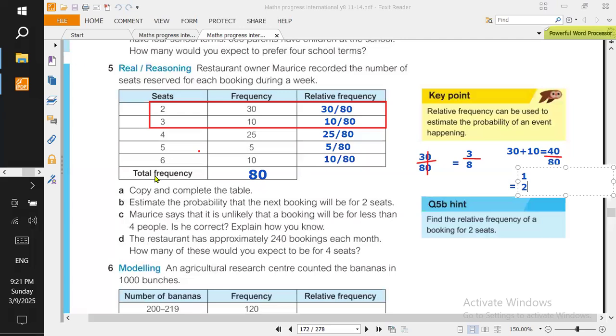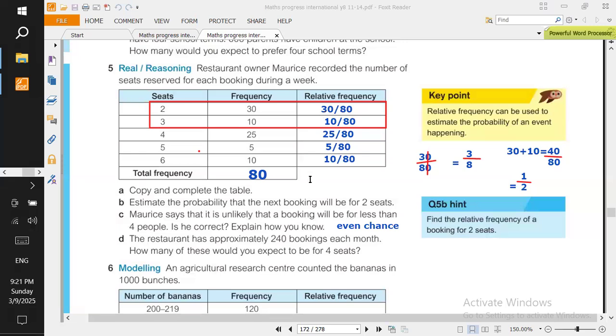Now, 1 over 2 is what? Very good. It's an even chance, or a 50-50 chance, or we call it even chance. So it means what? It means that he is wrong. It's not unlikely, it is even chance. Okay. And how did we find this? By finding the probabilities of these seats which are less than 4. We added them together, we got 40 over 80. So this means that the probability is an even chance probability. Now let's move on to the next question.